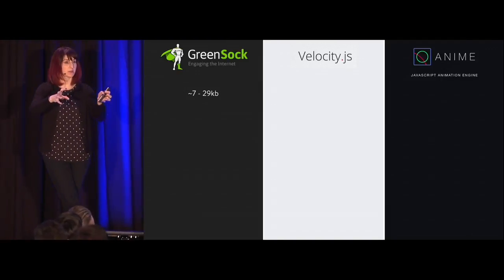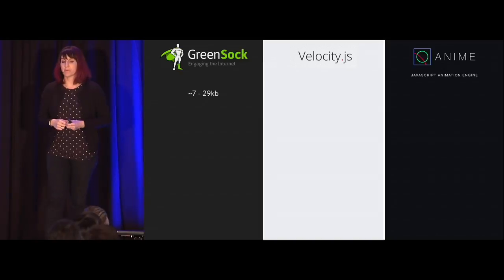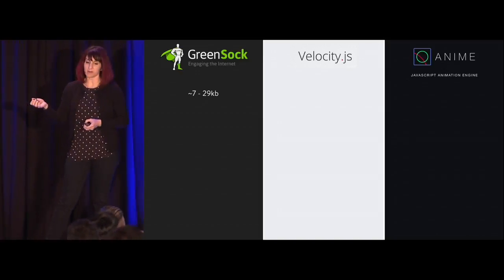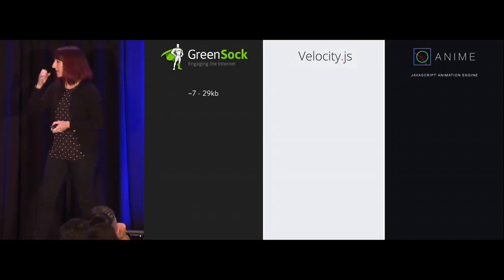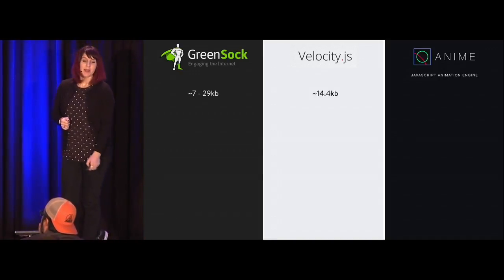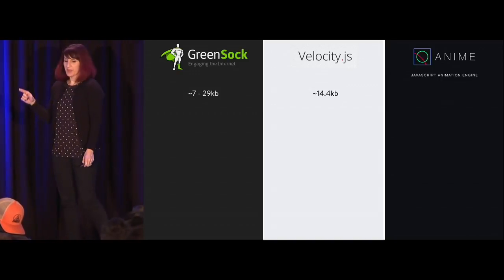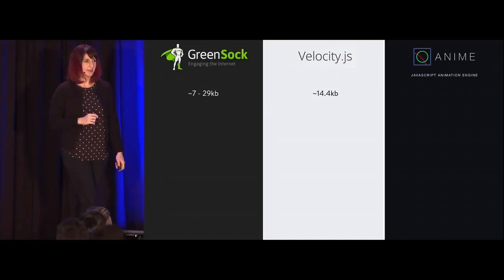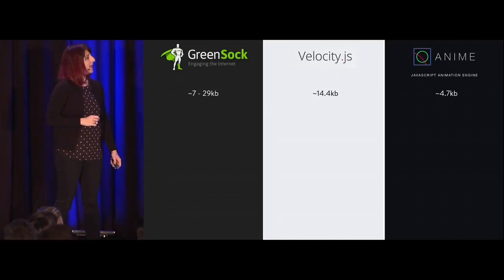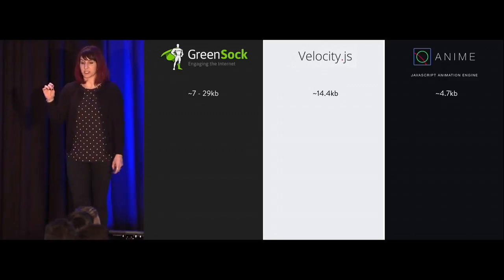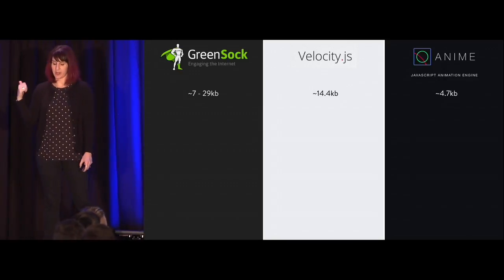There are different components or bits you can use for different things. You can use them all or just one, and depending on whether you use one or all of them, it'll be somewhere between 7 and 29K when it's gzipped. So you're like, okay, I like options, that's cool. Velocity has just one version of itself, and that's around 14.4 kilobytes gzipped. So you're like, okay, see, this is going all right. Anime, on the other hand, is a little bit different, where it also has one version of itself, and it's just like 4.7 kilobytes when gzipped.